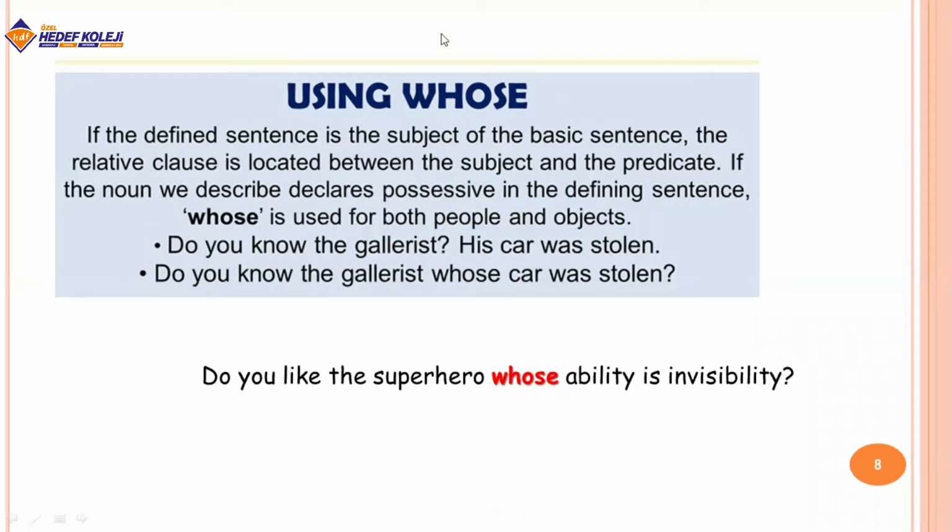But the important point not to forget, guys, is that after whose we have to use a noun. When I say whose leg, leg is a noun. Car or leg, these are all nouns. So after whose we generally use a noun.